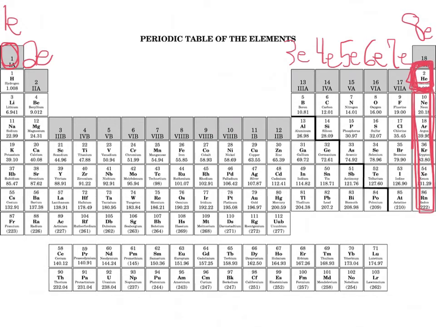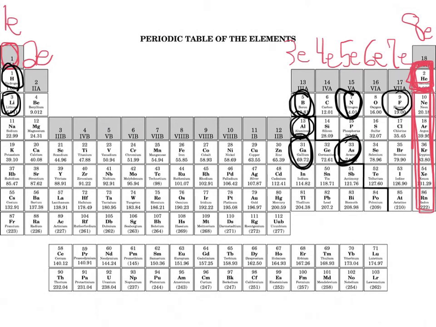To further explain, let's look at group 1. Hydrogen, 1 valence electron. Lithium, 1 valence electron. Okay, we're starting to get the point. Looking at group 13. Boron, 3 valence electrons. Aluminum, 3 valence electrons. Gallium, 3 valence electrons. Looking at group 15. Nitrogen, 5 valence electrons. Arsenic, 5 valence electrons. Looking at group 17. Fluorine and chlorine, 7 valence electrons.